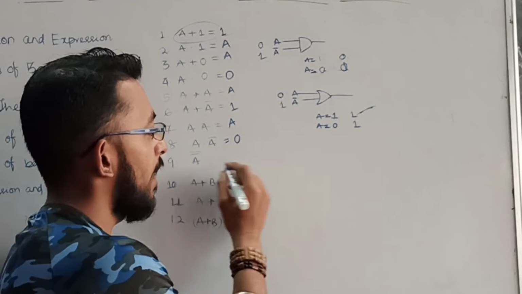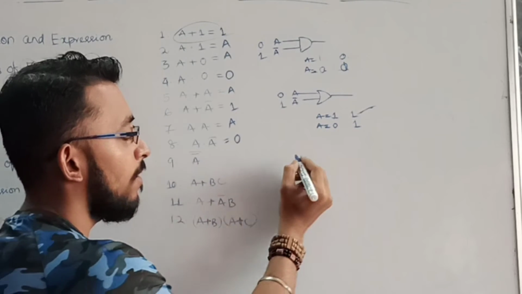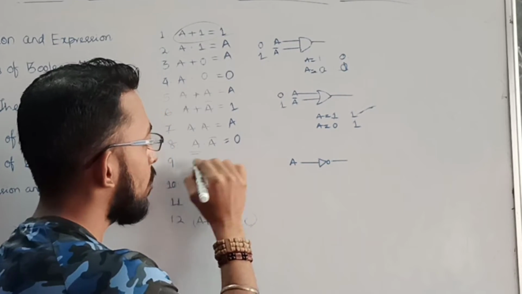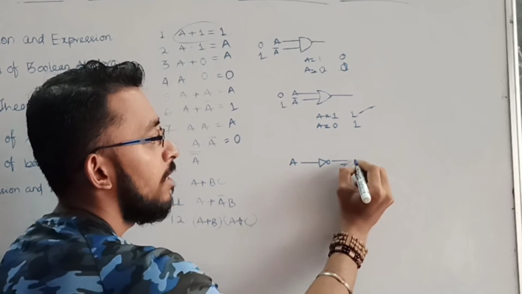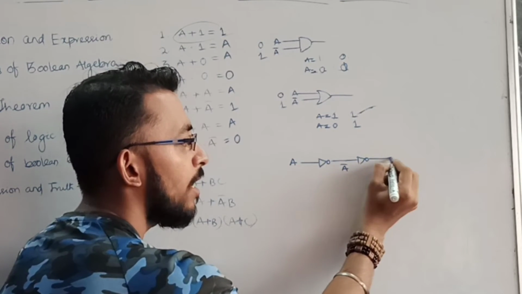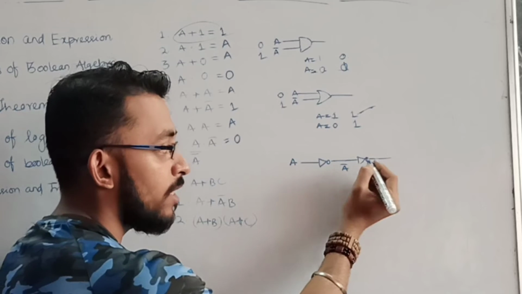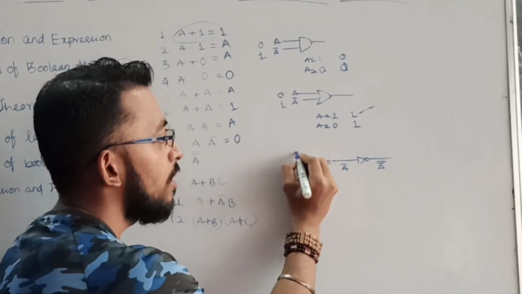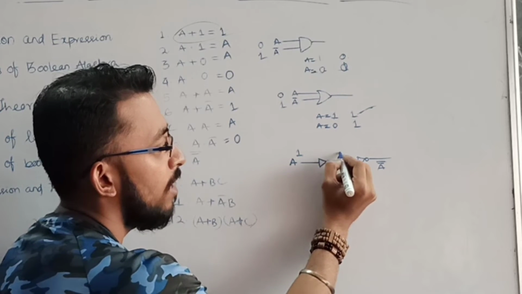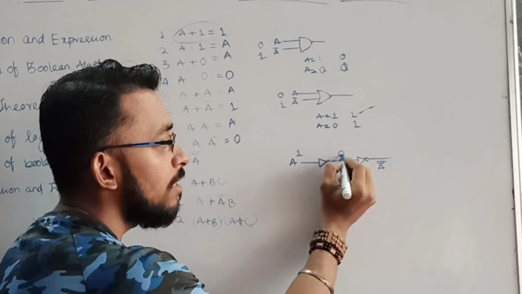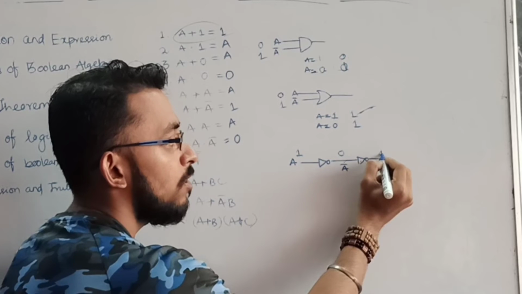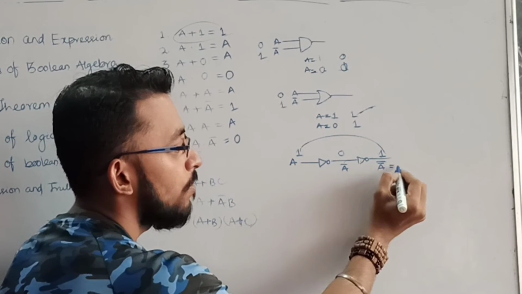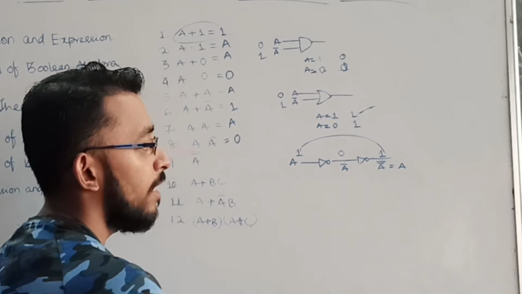Fourth one. A bar bar. It is a double bar. Means here it is the A input. First applied to a NOT gate. That is A bar. Again what I did? I applied another NOT gate. It is nothing but A bar bar. So A bar bar. You see, if we applied 1 over here, what will be the A bar? It is nothing but 0. Again this 0 is applied to our NOT gate, is nothing but 1. It means whatever is the output will be same as the input. Means A bar bar is nothing but A.